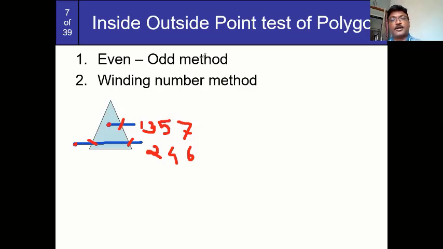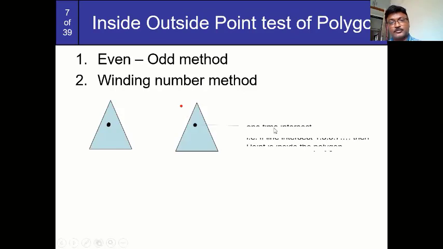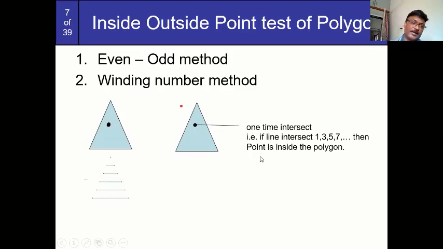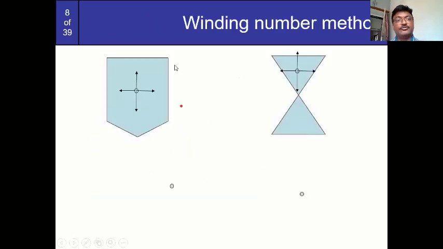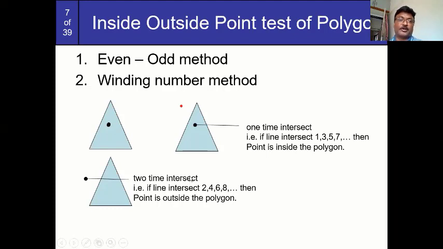I have put this again in the diagram. The diagram again starts with my 2 points. That is intersection 1. If the line intersects 1, 3, 5, 7 times, then the point is inside the polygon, and if the line intersects 2 times, 4 times, 6 times, 8 times, then you can say this is a point outside the polygon.